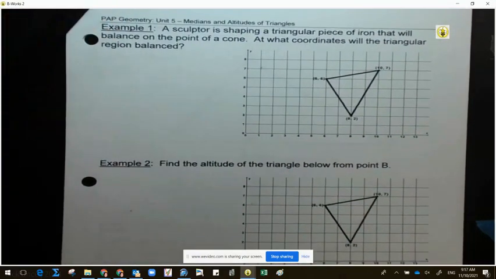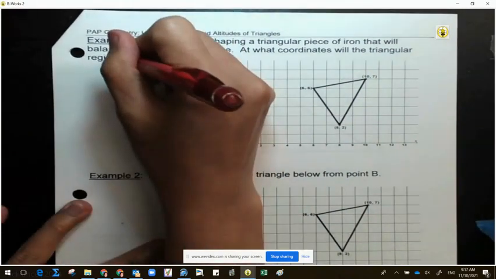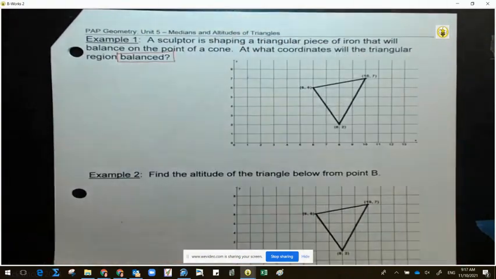A sculptor is shaping a triangular piece of iron that will balance on the point of a cone. At what coordinates will the triangular region balance? All right. The word balance, I should have mentioned something real quick. Let's go back to the picture.